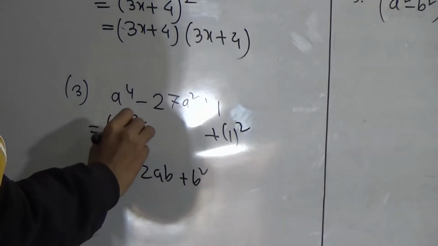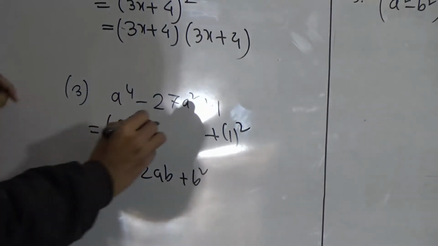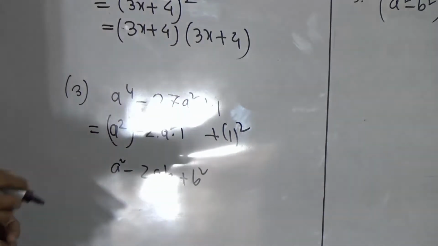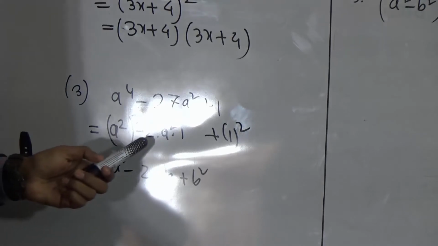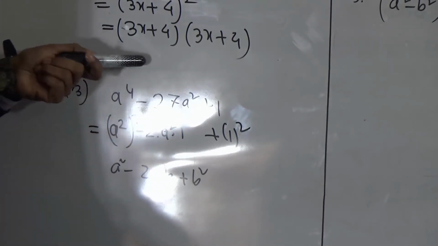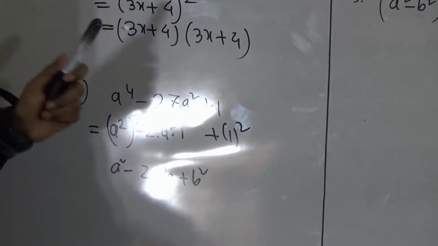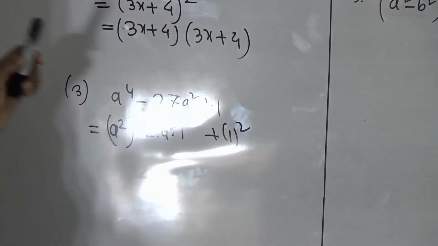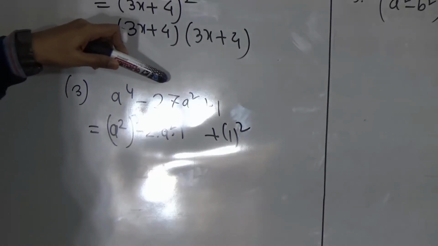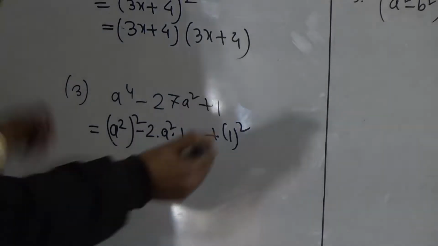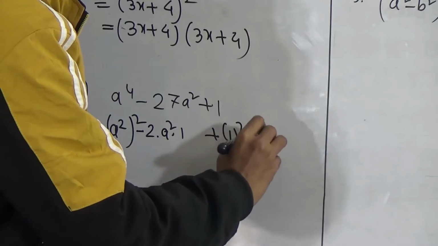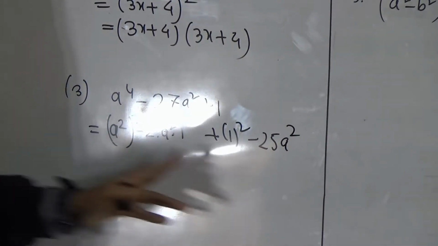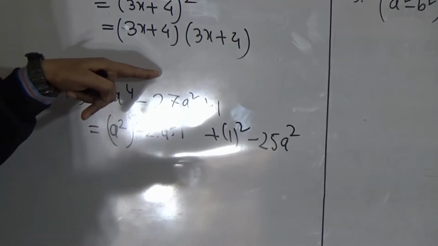Now we can write here 2, then a means what? A square, b means what? 1. Okay. Now student, notice here is 2a square, but here is minus 27a square. So we need more minus 25a square. For what? For coinciding with minus 27a square. Okay. So we have to write here minus 25a square. Now see, 25a square minus 2a square equals minus 27a square.